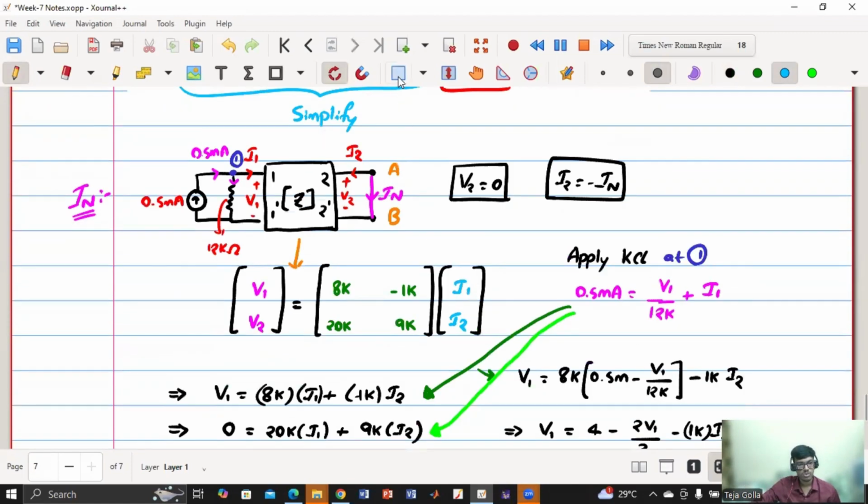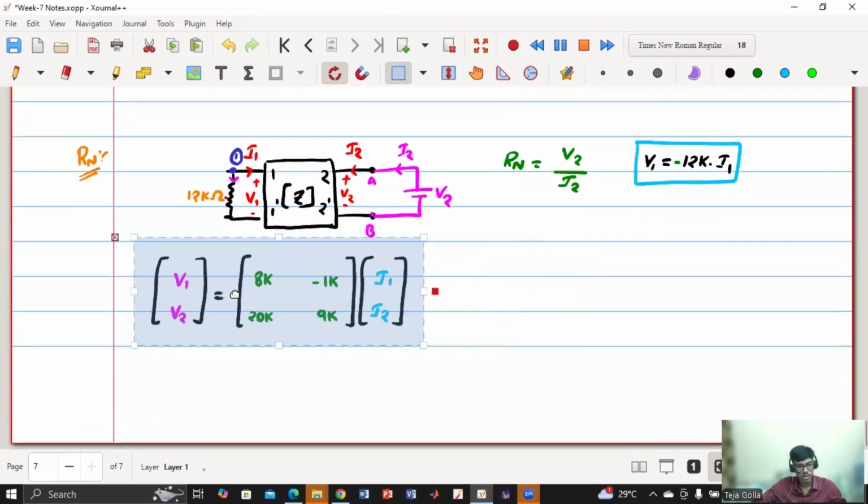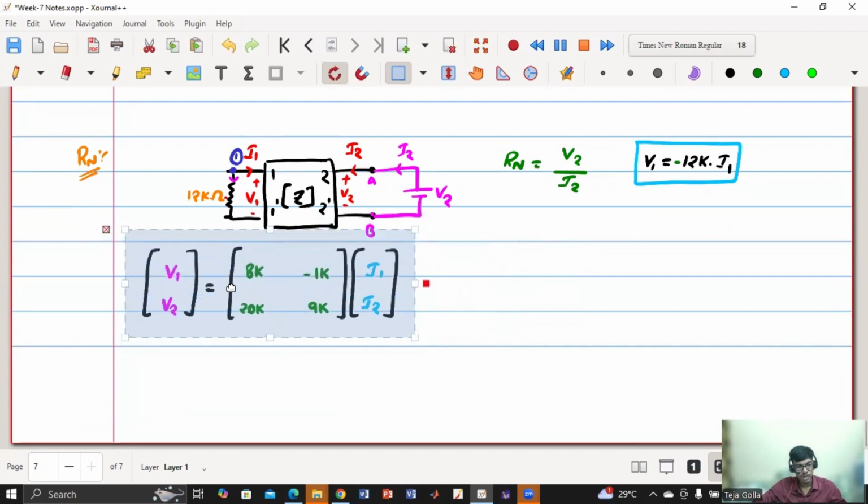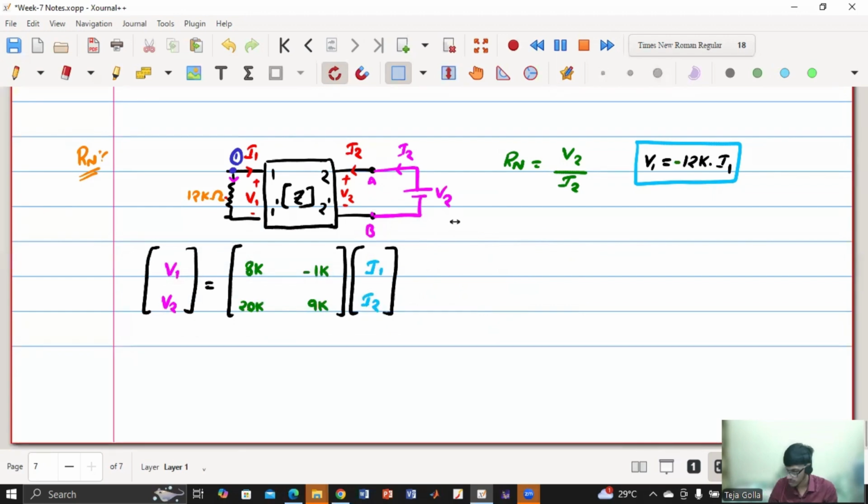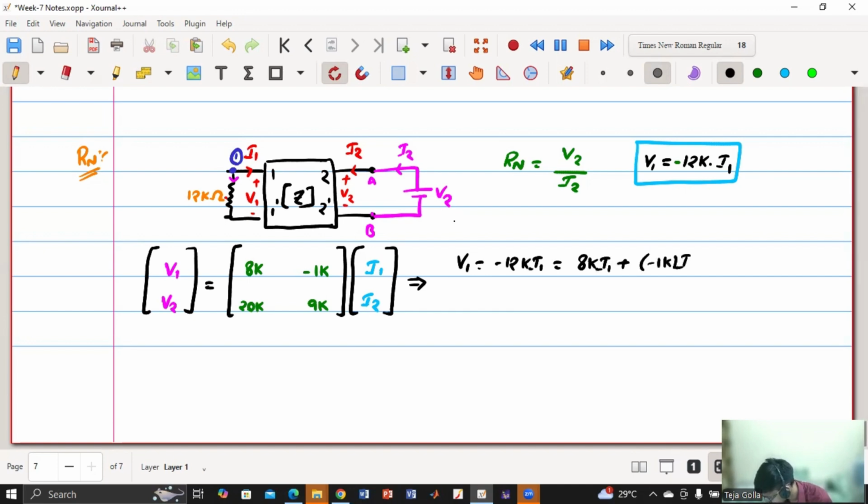Now I have I1, so let me again use the same thing. And I have to find V2 by I2. So this is what is given. Again, I'll quickly do the manipulation. I have V1 equal to minus 12K I1, which is 8K I1 plus minus 1K into I2. So from this, I'll get 1K into I2 equals 20K into I1. That implies I2 is 10 I1. So this is one equation that we are getting.